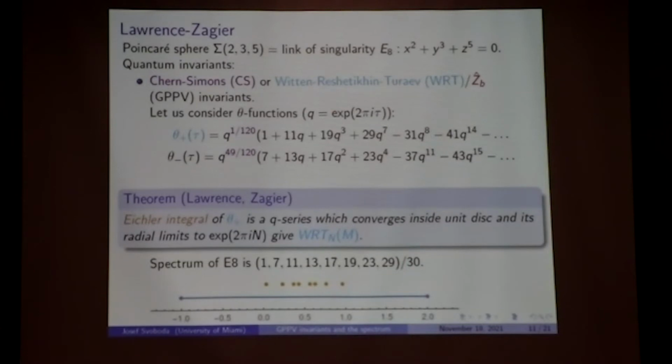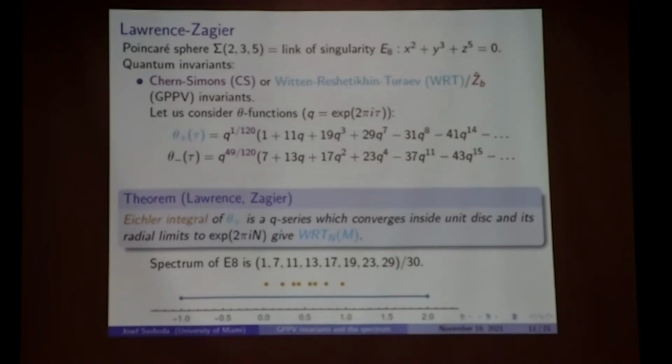Yeah, I was a little bit too precise. So you have to first take this Eichler integral of this theta function. So you kind of remove some of the modular properties, and you get this false theta function. And then when you take the radial limits to the roots of unity, you recover WRT.